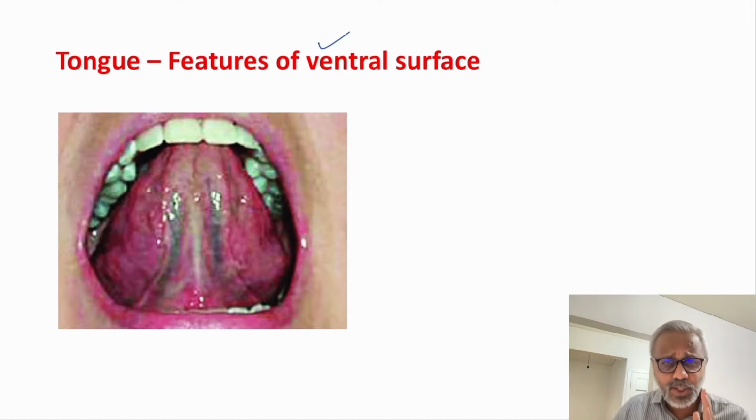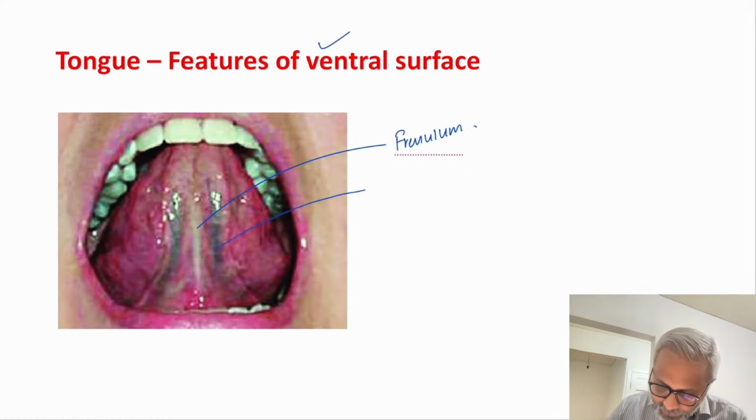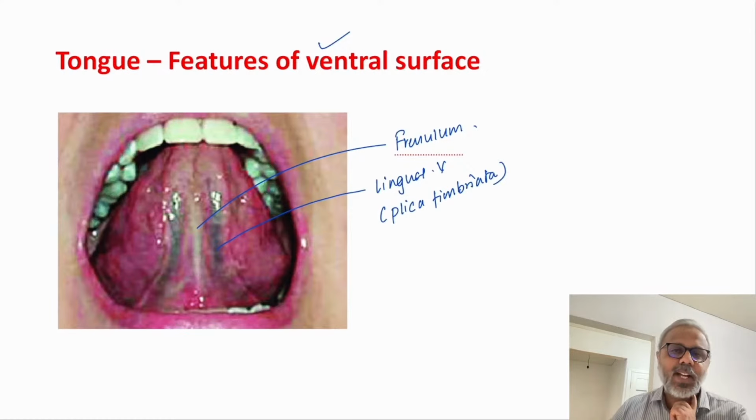What are the structures you will show in the ventral surface of the tongue? The first structure, what is it? This is the frenulum of the tongue. Now, what is the frenulum of the tongue? The frenulum of the tongue is a mucous membrane which attaches the tongue to the floor of the mouth. Then, on either side, we see the lingual veins present within a fold called the plica fimbriata. Right? So this is how your answer should be. So be brief about the ventral surface, because there is nothing much to describe.